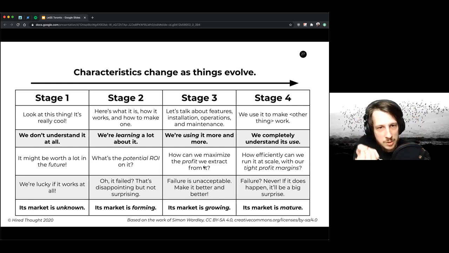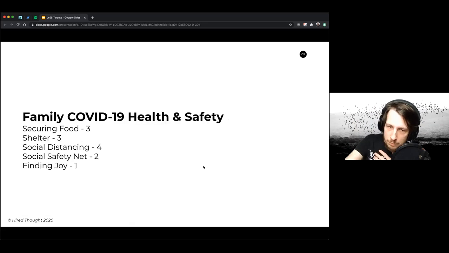But what you can do is sit with these parts and go, okay, which stage does it feel like this one is in? Okay, so let's try this real quick. So back to my example of my family's COVID-19 health and safety. I want to start with finding joy at the bottom.